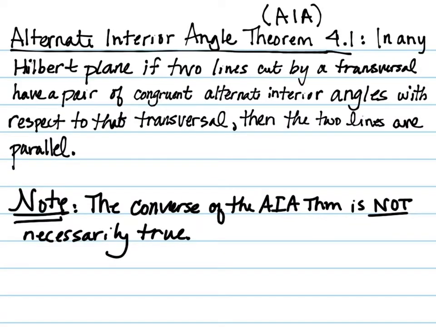Now, actually, let me flip back to the other screen. I want to kind of give the idea behind the proof first, and then we'll do the proof itself. So the idea is to assume the lines are not parallel, so that lines L and L prime have a point in common.